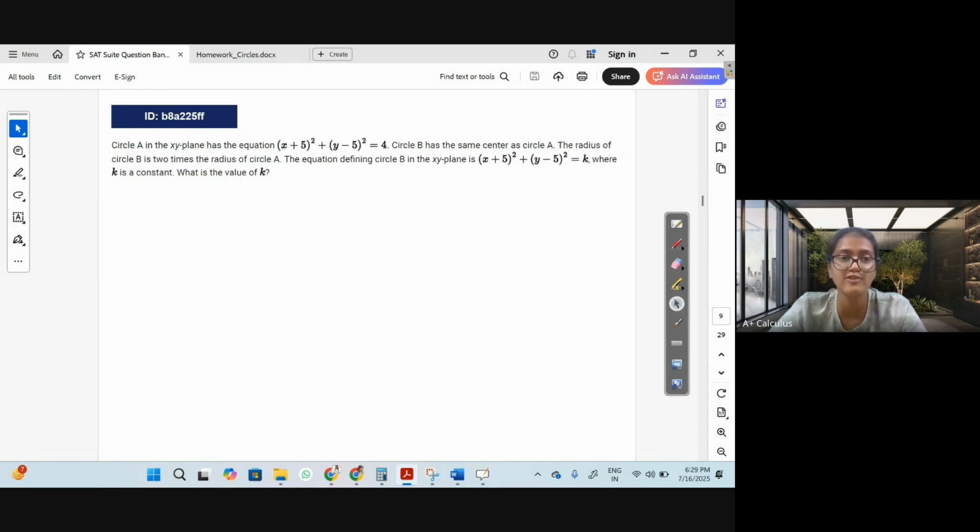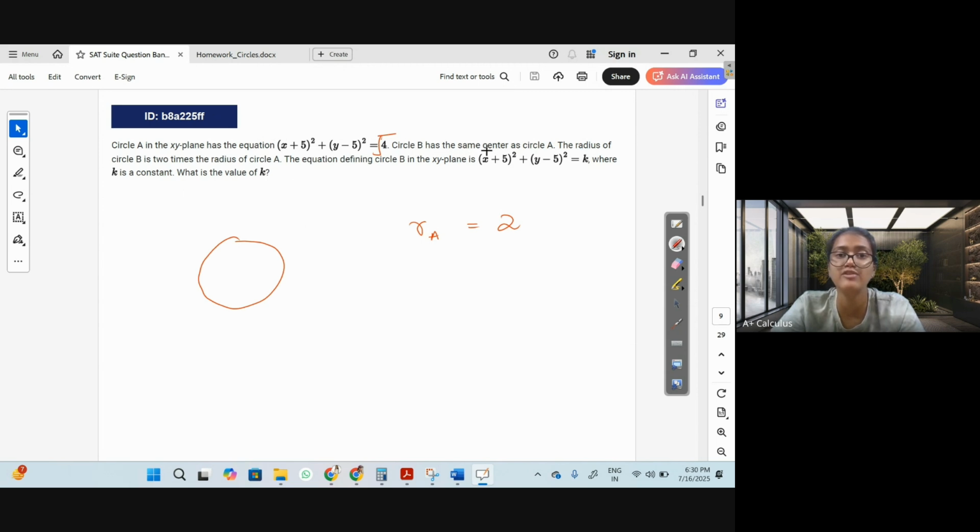Circle A in the xy plane has the equation x plus 5 whole square plus y minus 5 whole square equals 4. Circle B has the same center as circle A. The radius of circle B is 2 times the radius of circle A. The equation defining circle B in the xy plane is this, where k is a constant. What is the value of k? So we have circle A, its center. Actually, we don't care about the center, we only care about the radius. Radius will be the square root of this. So the radius of circle A is 2.